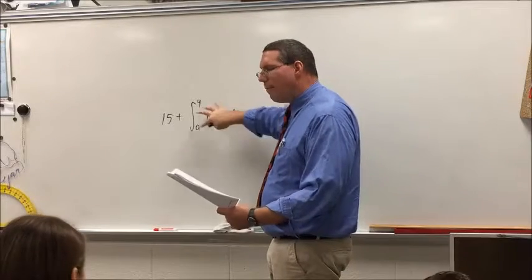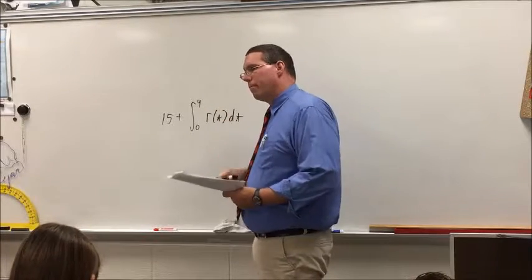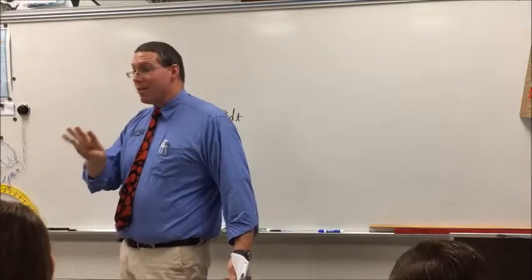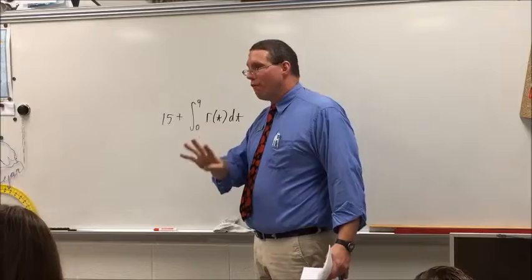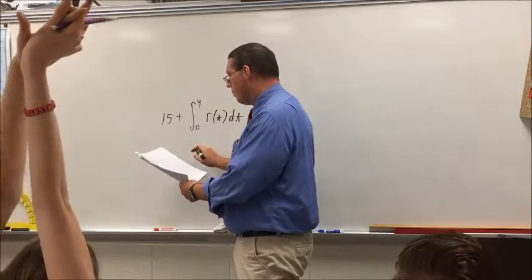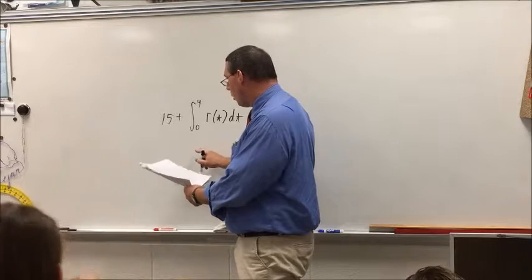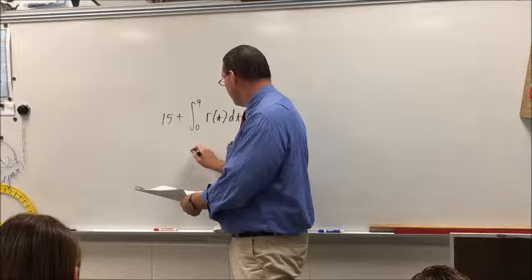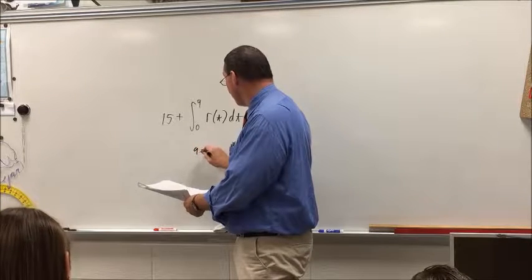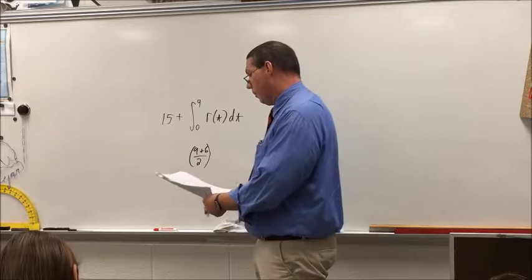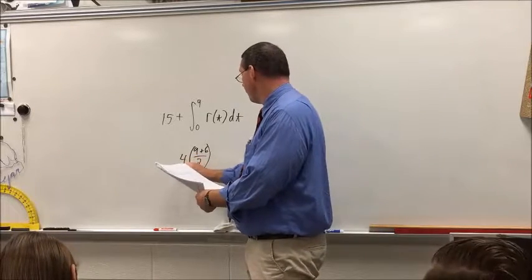And so, how many trapezoids are we going to have? 4 numbers, 3 spaces. So we're going to have 3 trapezoids. What are the heights on the first trapezoid? 9 and 6. So 9 plus 6 over 2. And what is the width of that one? 4, from 0 to 4.